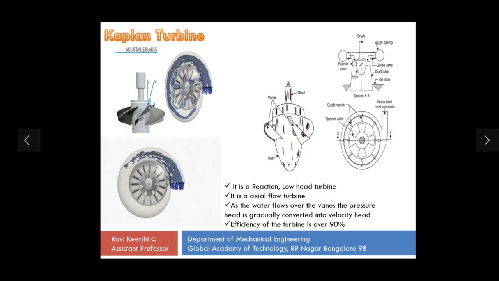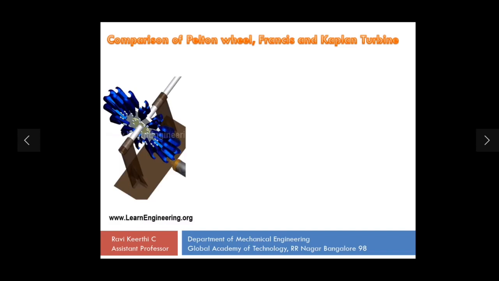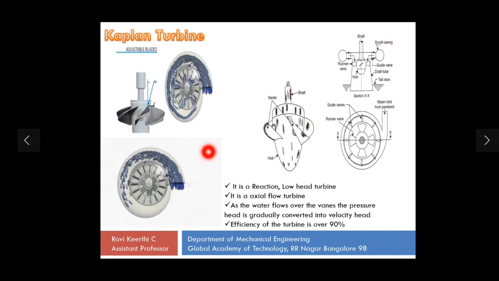So next we'll move on to the Kaplan turbine. As you can see in this diagram, the water flows through the scroll casing and enters axially through the guide vanes or the stationary blades. So that is why it is called an axial flow turbine. Since the water enters axially inside the turbine, and it hits the blades over here. This is similar to your propeller shaft. That is why this turbine is also called a propeller turbine, right?